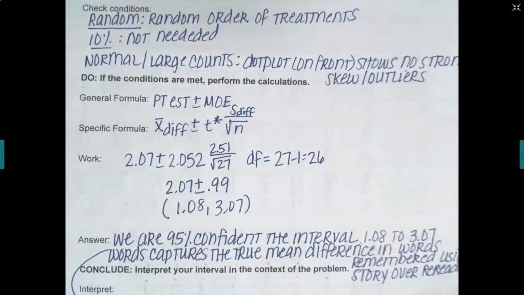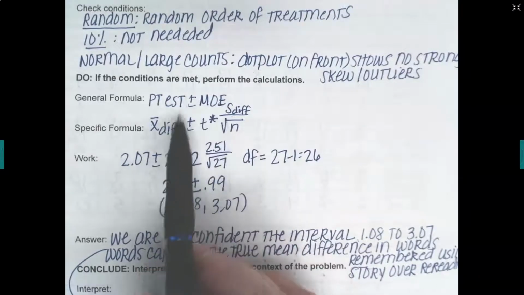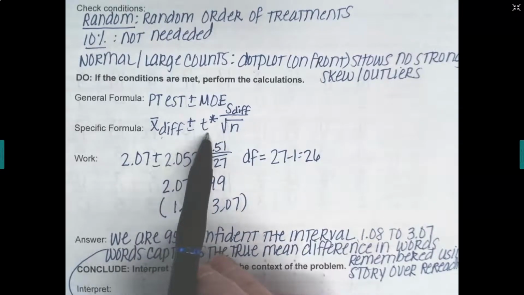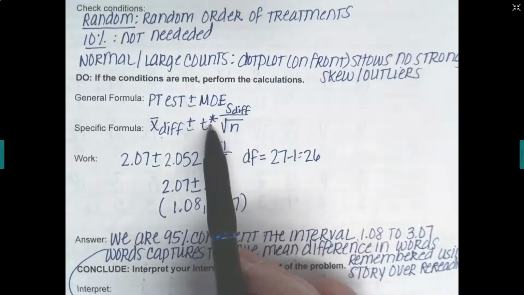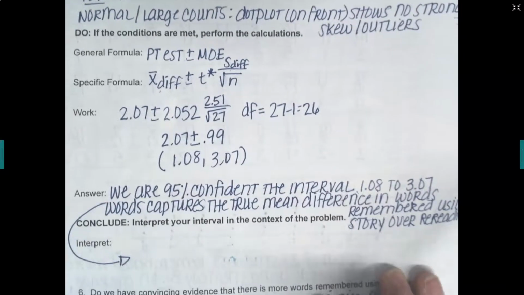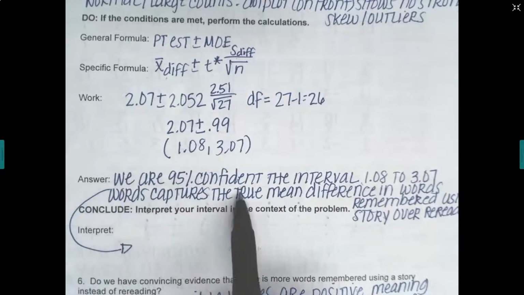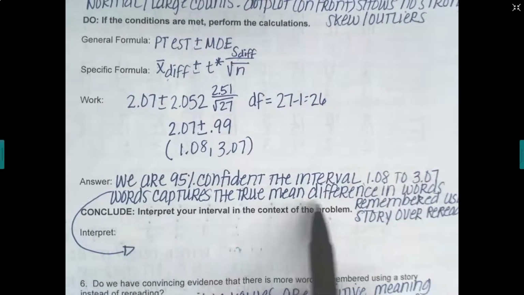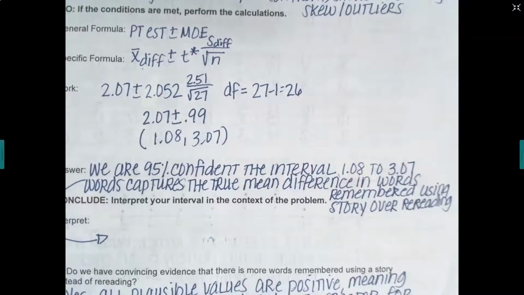Okay, so our general formula is you're taking the point estimate plus or minus your margin of error. Your point estimate is your mean difference, plus or minus t-star, because we're getting our standard deviation from a sample. So t-star times the standard deviation divided by the square root of the sample size. And so here was the confidence interval that I got. What this means is we are 95% confident the interval from 1.08 to 3.07 words captures the true mean difference in words remembered using story over rereading.